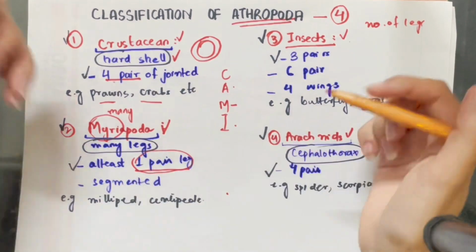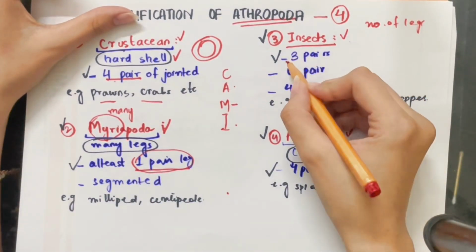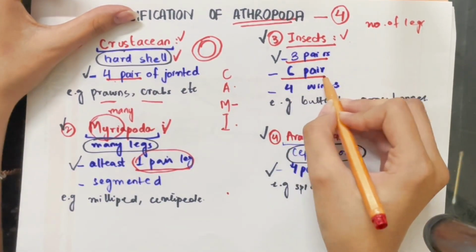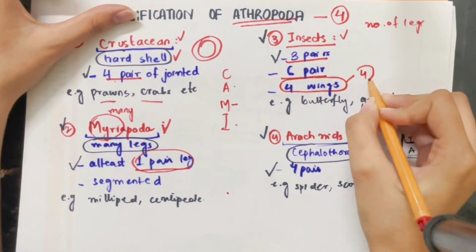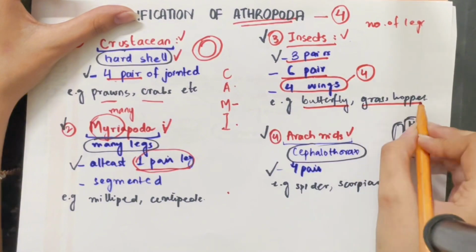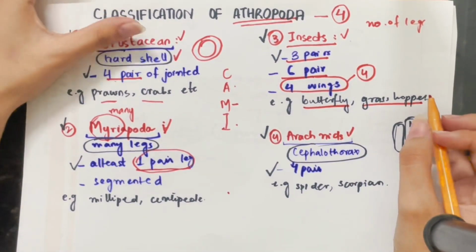The third we have is the insects. Insects have 3 pairs of legs, that is 6 legs, and they have 4 wings. The number of wings in insects is 4. The examples include butterfly and grasshopper. These are very common examples that you have often heard.